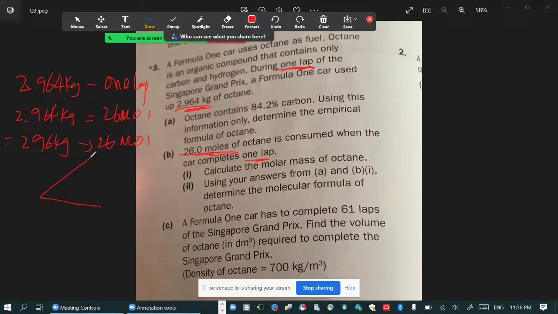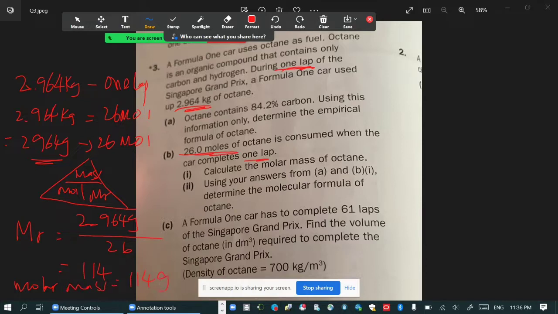So from the triangle, mass, mole, MR, we can find out that the MR is the mass, 2964 gram, divided by 26, and the MR is 114. Therefore the molar mass is 114 gram per mole, because molar mass and MR are the same. So this is part B, part 1.